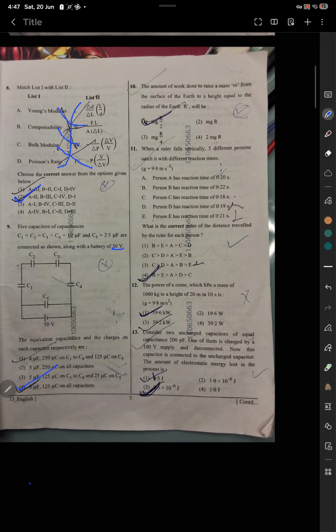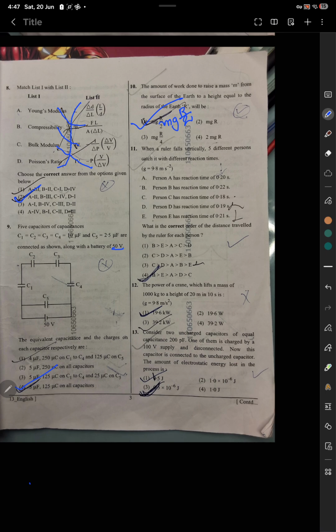Question number 10, the amount of work done to raise a mass m from the surface of earth to a height equal to the radius of earth R will be, option number 1, mgR by 2 is the correct answer.